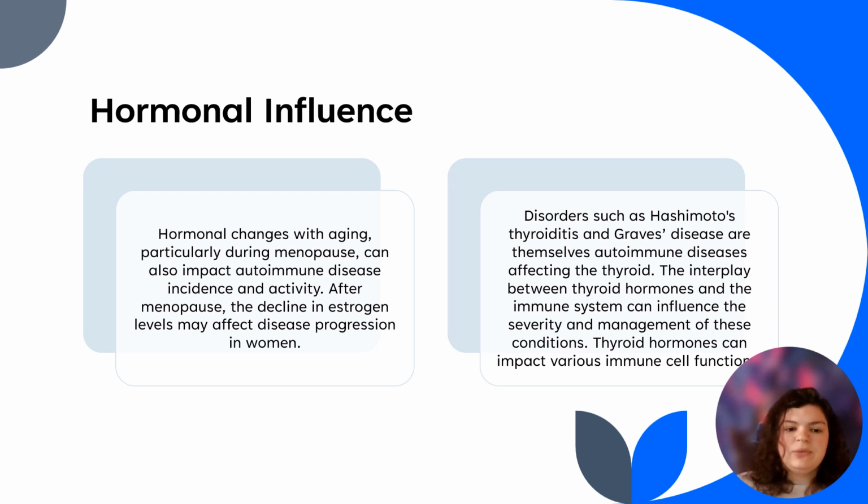Hormone changes with aging, particularly during menopause, can also impact autoimmune disease incidence and activity. After menopause, the decline in estrogen levels may affect disease progression in women. Disorders such as Hashimoto's thyroiditis and Graves' disease are themselves autoimmune diseases affecting the thyroid. The interplay between thyroid hormones and the immune system can influence the severity and management of these conditions. Thyroid hormones can impact various immune cell functions.